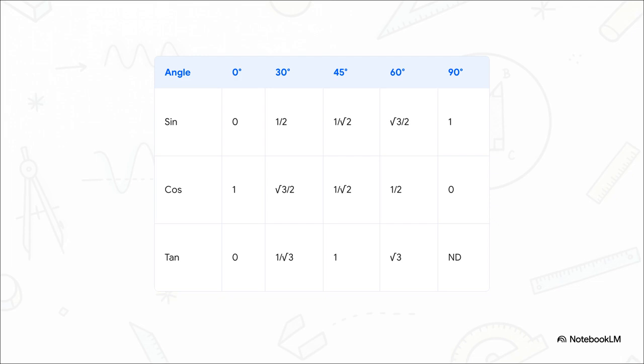And tangent? Tangent is simply the sine value divided by the cosine value. 0 divided by 1 is 0. Just divide straight down the columns and your table is fully built. It's like a giant, super satisfying math puzzle.